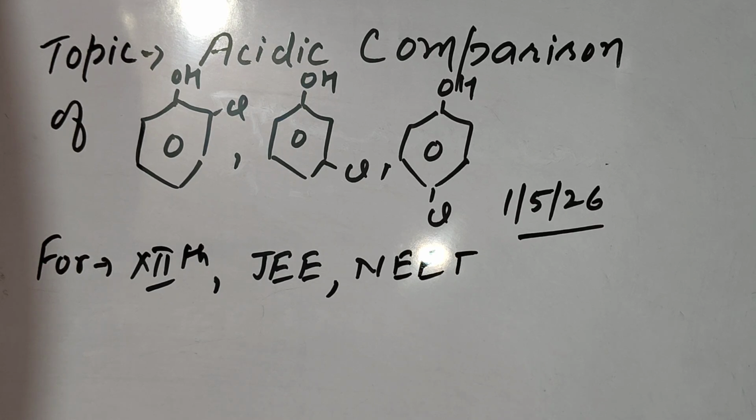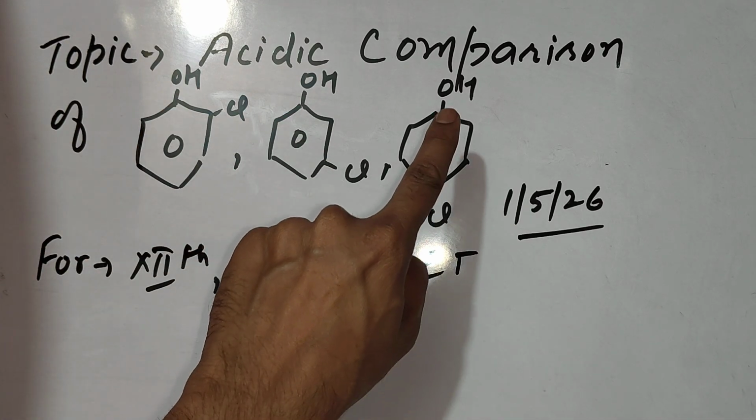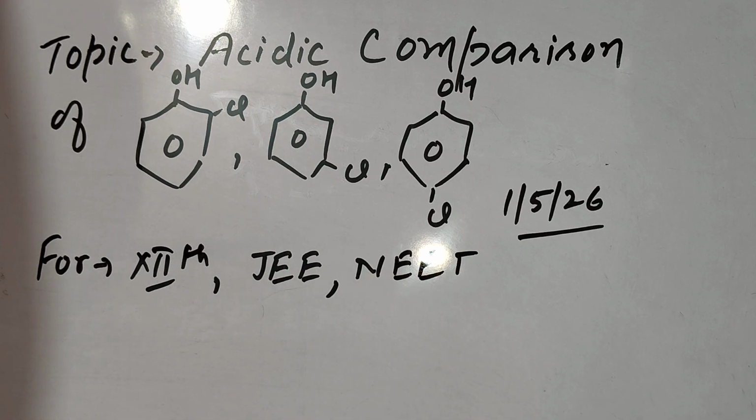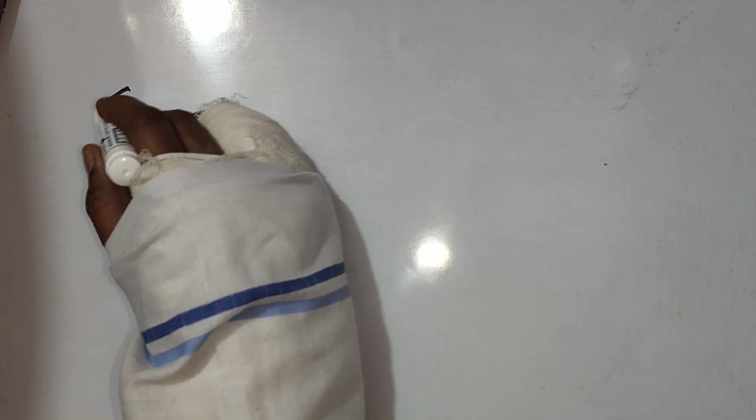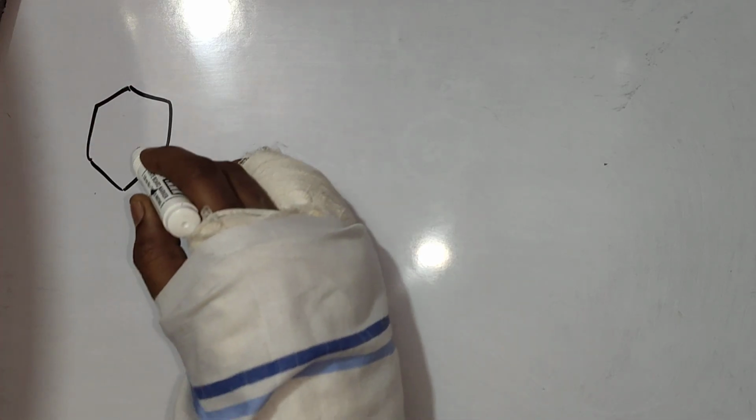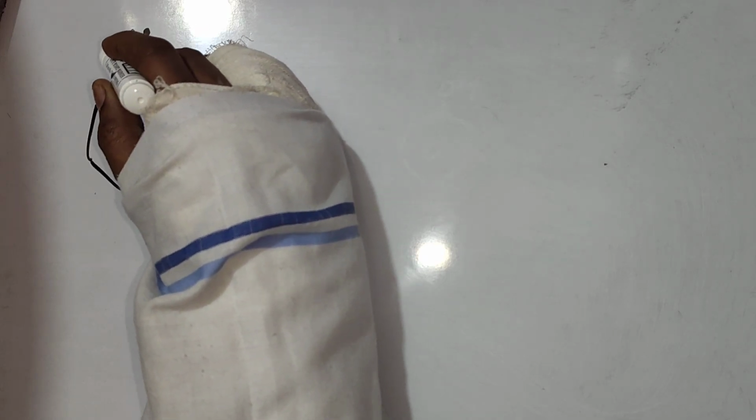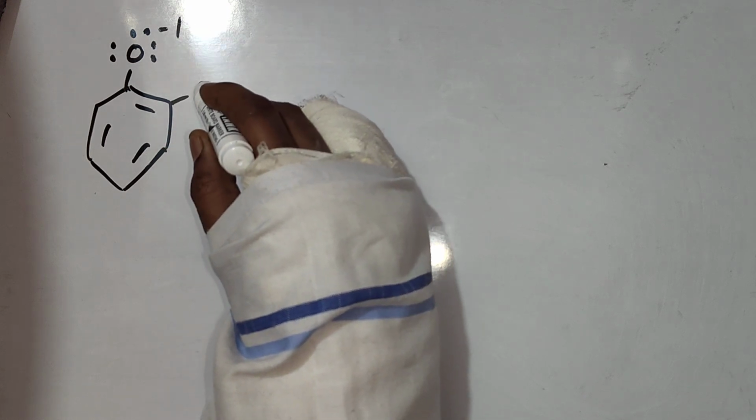Hello everyone. The next acidic comparison will be among these molecules: orthochlorophenol, metachlorophenol, parachlorophenol. Topic is involved for 12th, JEE and NEET. Let's check. The same technique I am going to show. I will make anions after loss of H positive and then I will compare the stabilities of those anions.